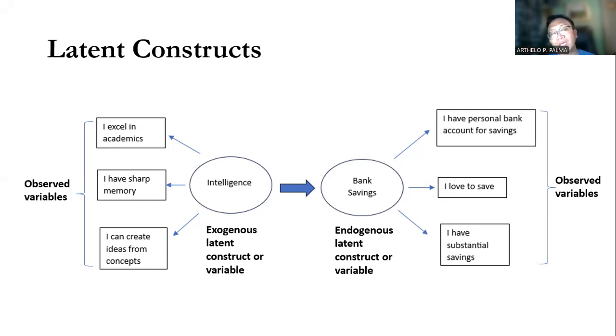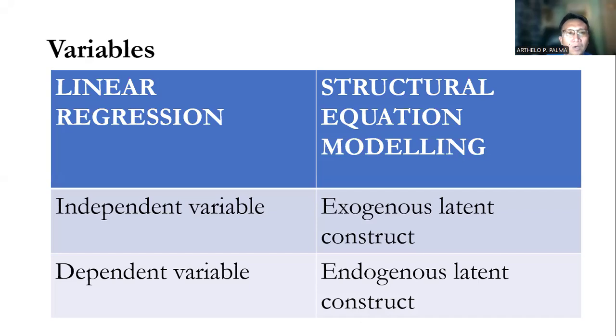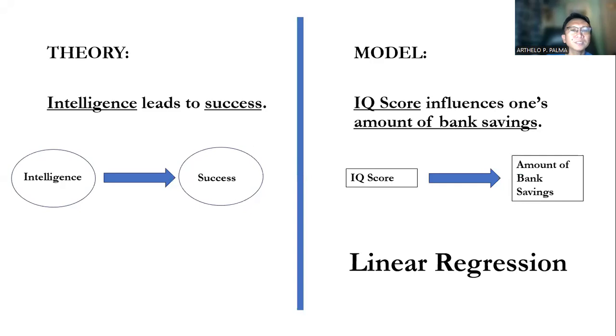So we can measure bank savings using these three statements: I have a personal bank account for savings, I love to save, I have substantial savings. These are what we call observed variables. In linear regression, we call it independent variable; in structural equation modeling, we call it exogenous latent construct or variable. In linear regression, we call it dependent variable, but in structural equation modeling, we call it endogenous latent construct. So take note of that.